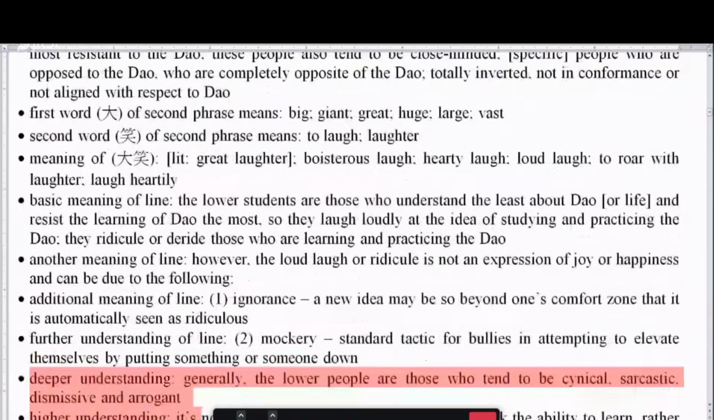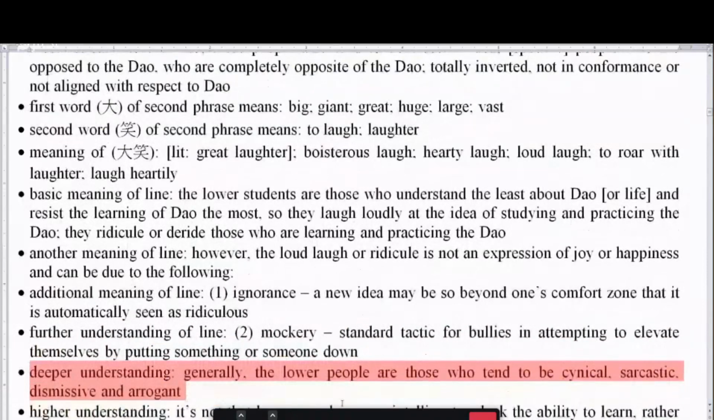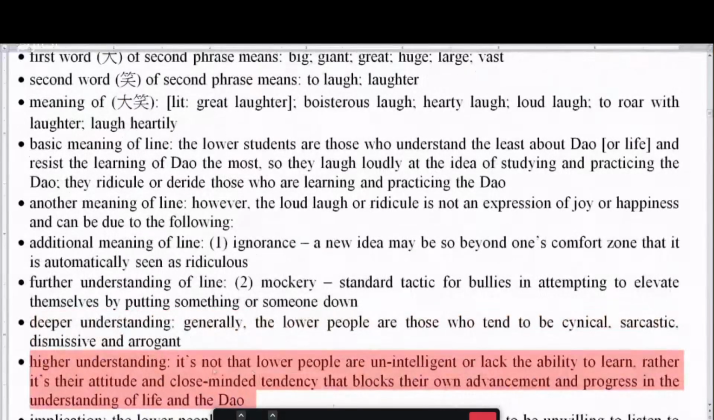Generally, the lower people are those who tend to be cynical, sarcastic, dismissive, and arrogant. Because they're arrogant, they think they know better. Also could be cynical too. It's not that lower people are unintelligent or lack the ability to learn. Rather, it's their attitude and closed-minded tendency that blocks their own advancement and progress in the understanding of life and Tao. It's not that lower people are stupid or unintelligent. As a matter of fact, a lot, maybe most, of lower people are very intelligent, but they have a very negative attitude. Let's put it that way.